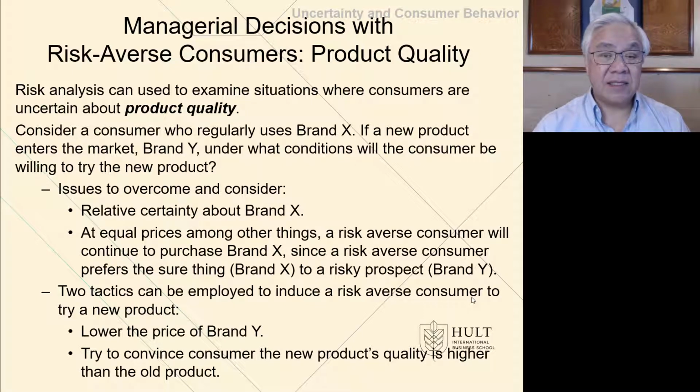At equal prices, among other things, a risk-averse customer will continue to purchase brand X since that customer prefers a sure thing to a risky project, brand Y. There are two tactics you can use to induce the consumer to try the new product. One is to lower the price of brand Y. Secondly, try to convince the consumer that the new product's quality is actually higher than the old product.